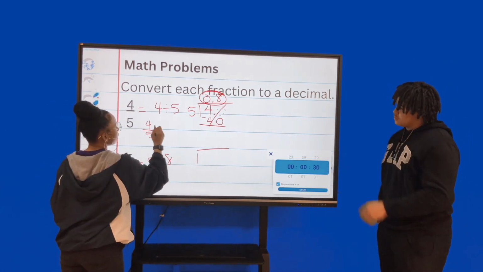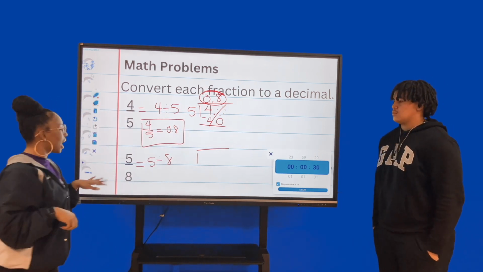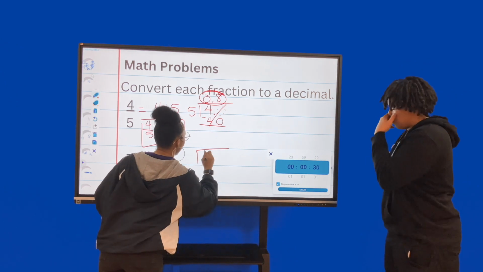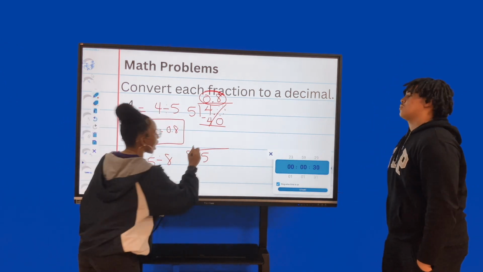So 4/5 is equal to 0.8. Okay? Now my next one, I have 5/8, or 5 divided by 8. So 5 is going to go on the inside, 8 is going to go on the outside. 8 goes into 5 0 times.